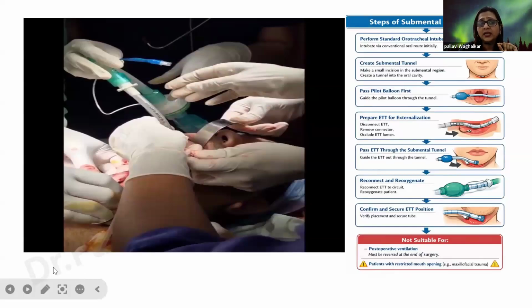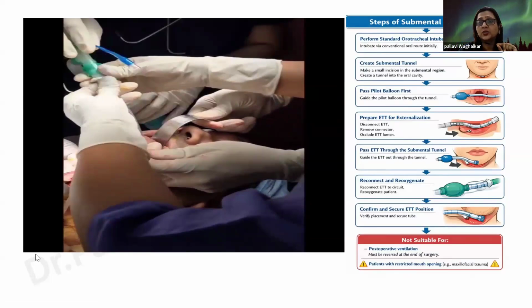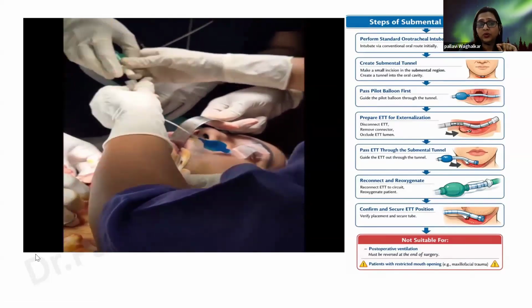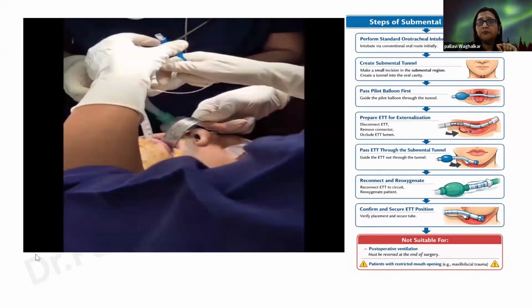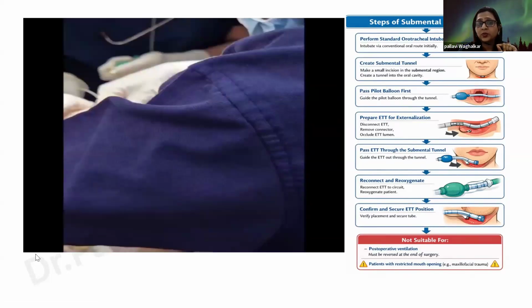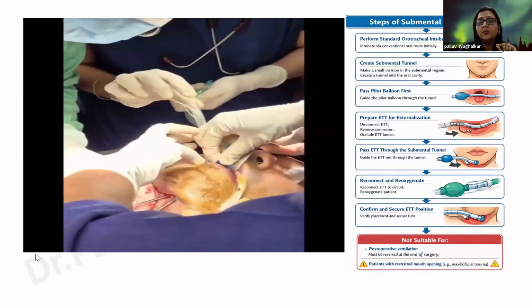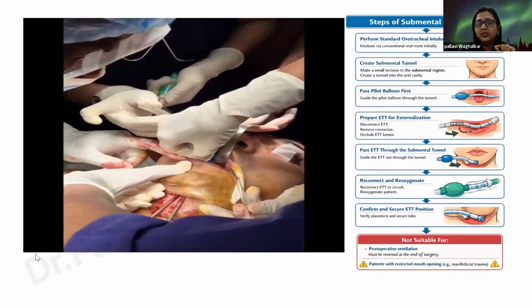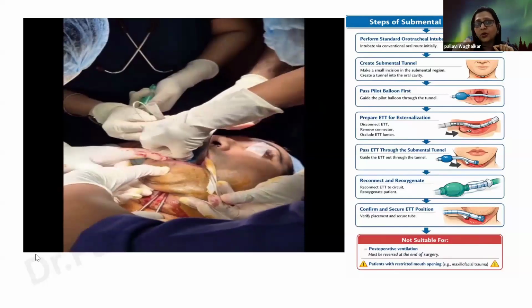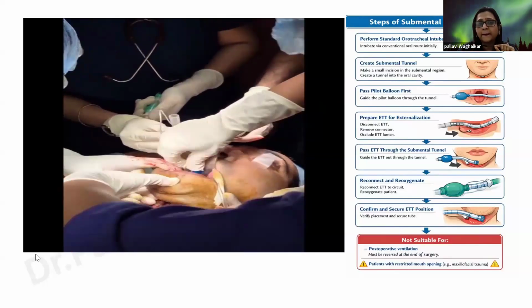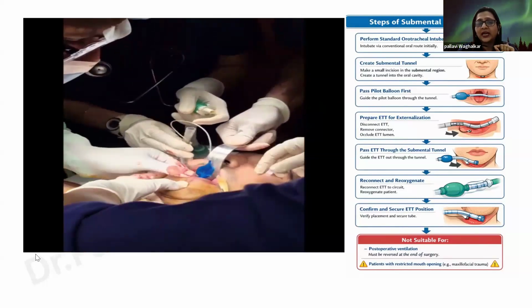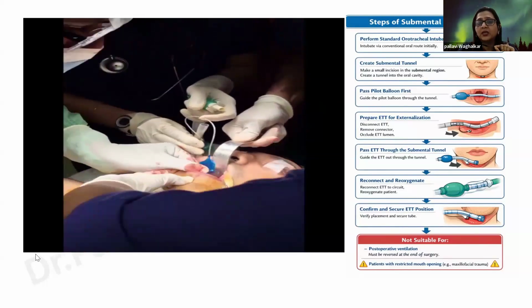Once the tunnel is made, now the skill comes in passing the tube. First of all, we have to pass the pilot balloon of the tube. Again, we have to be careful during this period. There might be apnea, and this can also be very difficult as this patient was quite obese also. So we have to use a very skillful technique and vigilant monitoring during this period.